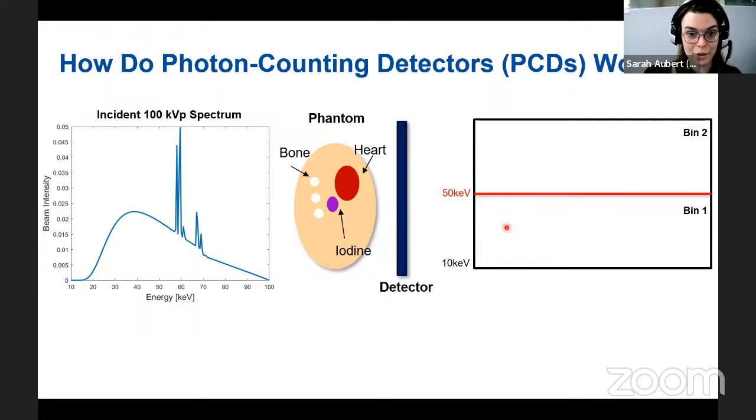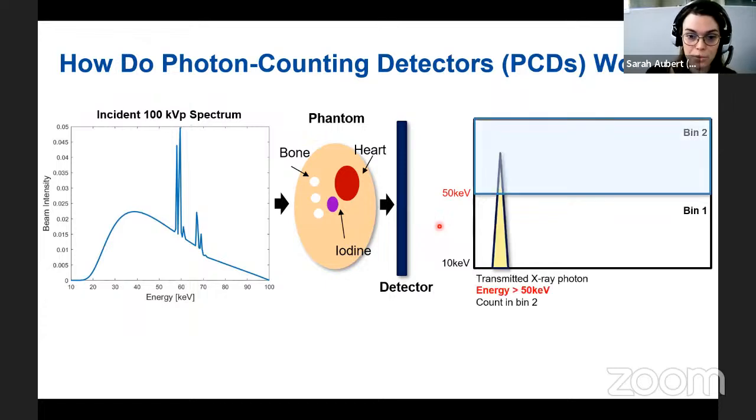So in this example of how our photon counting detector will work, we have a 100 kVp spectrum incident on our phantom, and it's going to be transmitted through the phantom and incident on the detector in some energy in keV. In this example, our detector's predetermined energy threshold is 50 keV. And so if our transmitted photon has an energy greater than 50 keV, a count will be registered in bin number 2. However, if our transmitted photon has an energy of less than 50 keV, a count will be registered in bin number 1.